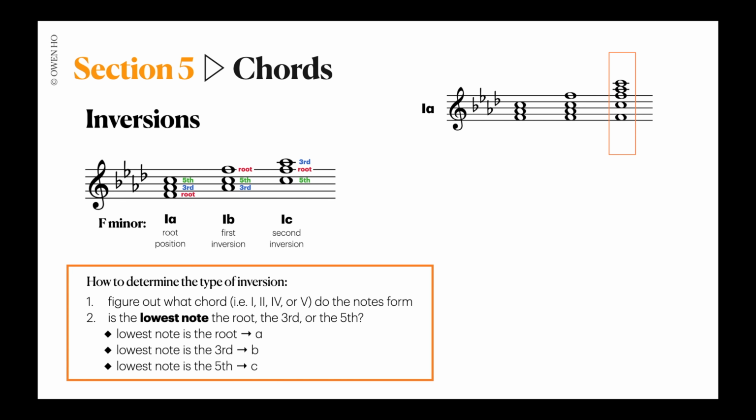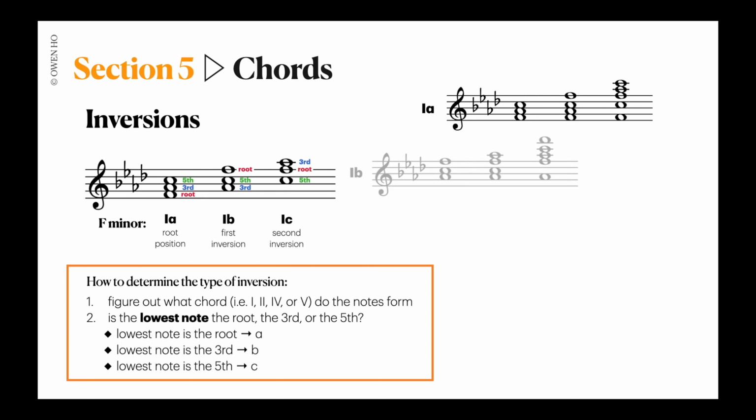So in this case, the F in the bass, and above it a C, and another F, the A flat, and the C. All these chords are 1A chords because they all have F, A flat, and C notes, and the bass notes are all F.